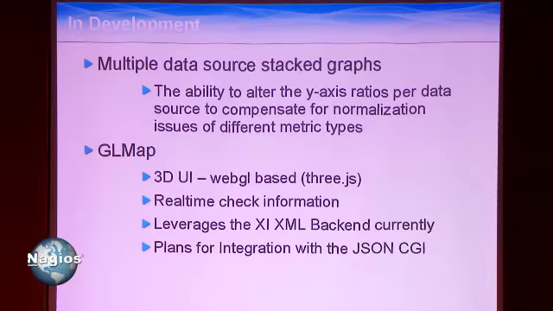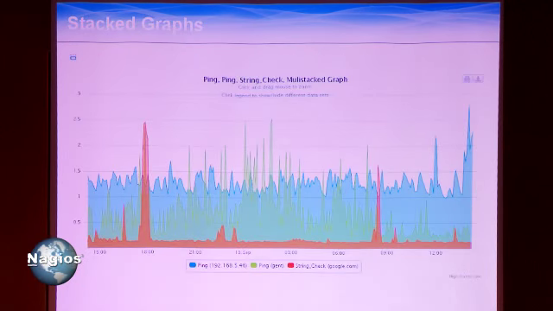It uses the XML backend. Currently, I'm probably going to dump that and move to the JSON CGI because it removes a layer that I don't want to deal with, which is grabbing XML with database lookups. I'd rather get it from the JSON CGI.